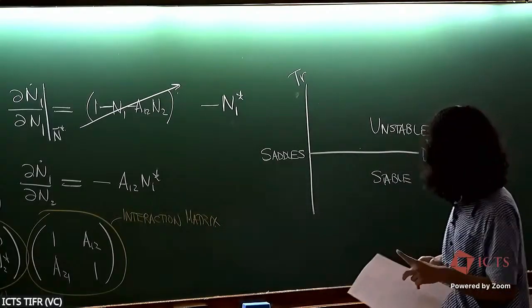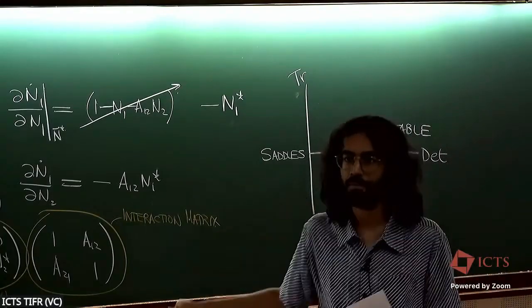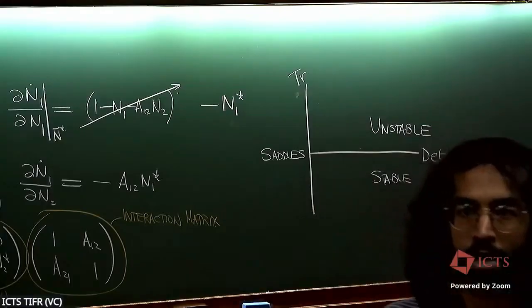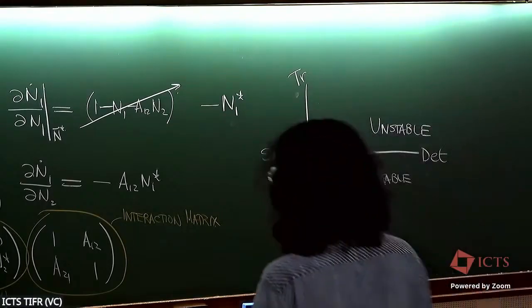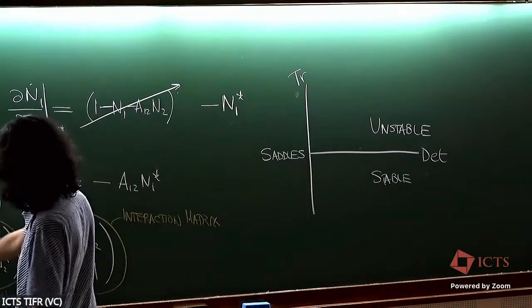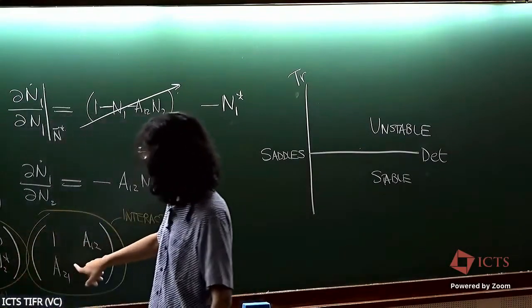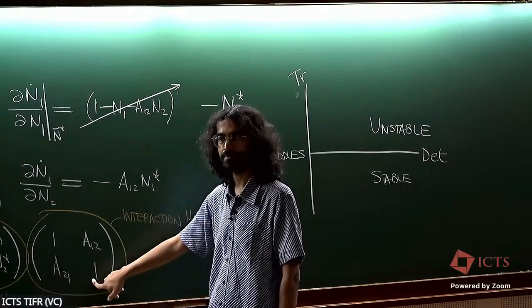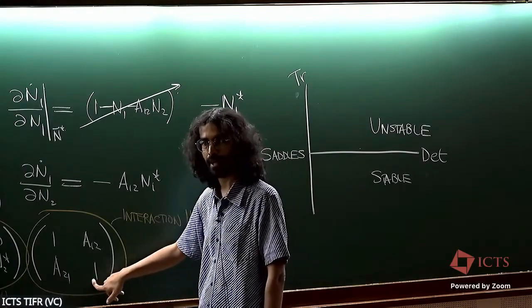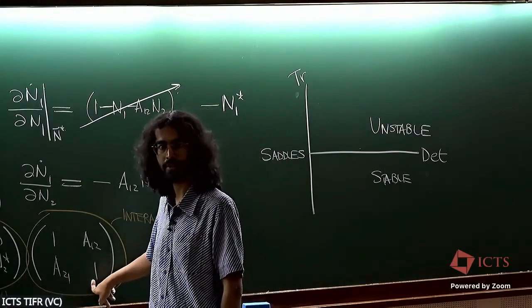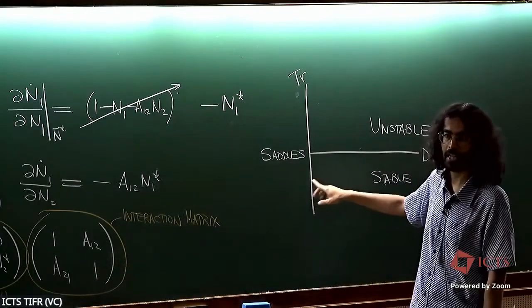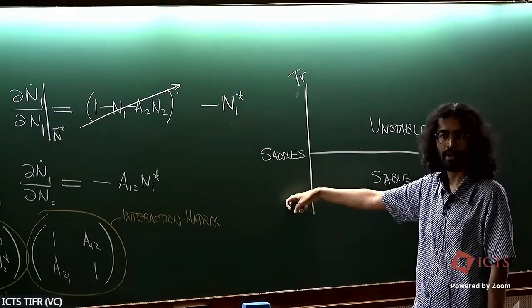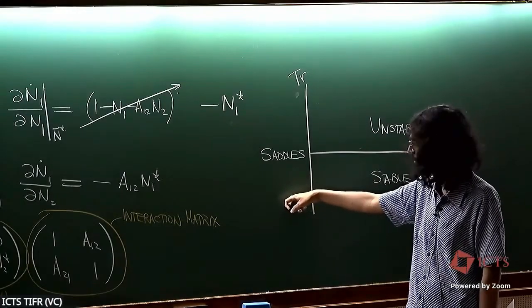So where are we in this diagram for the two species Lotka-Volterra model at the coexistence fixed point? What's our trace? Minus n1 star plus minus n2 star, right? n2 star is positive, n1 star is positive, so that trace is negative. That on its own is not enough to tell us whether we are stable or at a saddle, right? So what about the determinant?